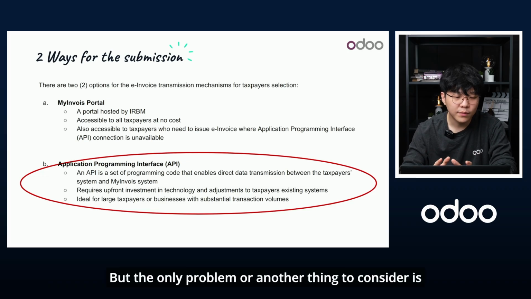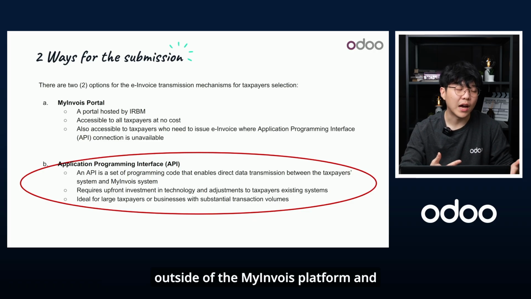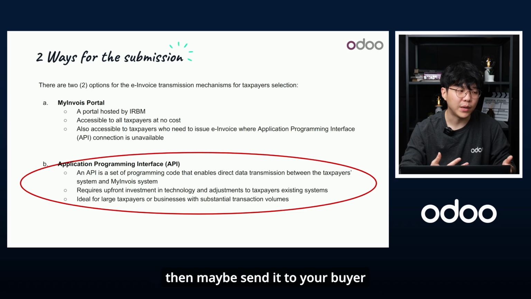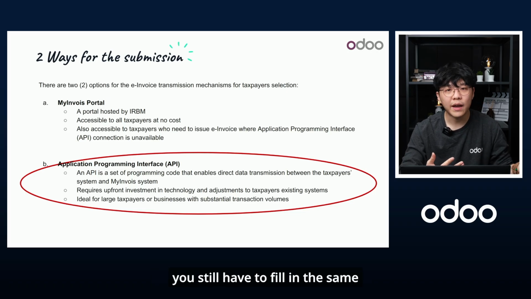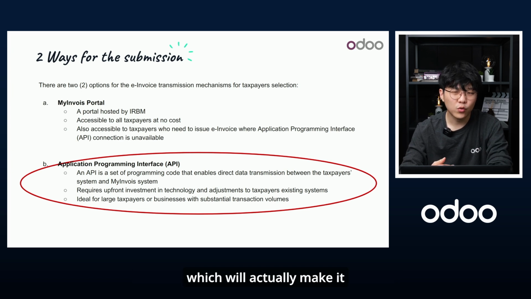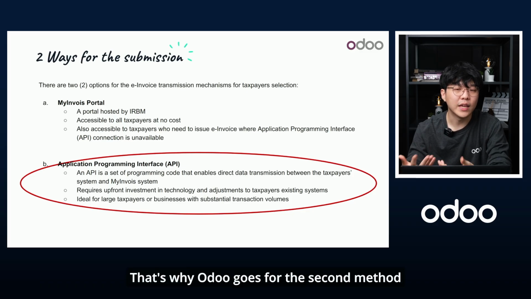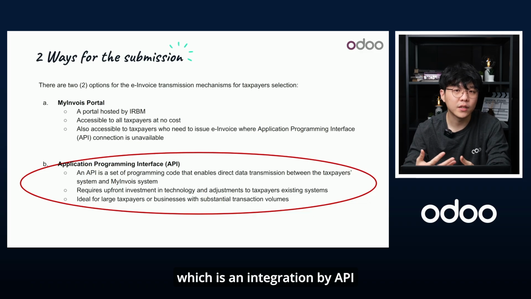But the only problem, or another thing to consider, is that if you generate an invoice maybe outside of the MyInvoice platform and then send it to your buyer, you still have to fill in the same information again in the MyInvoice platform, which will actually make it double the work that you have to do. So that's why Odoo goes for the second method, which is an integration via API.